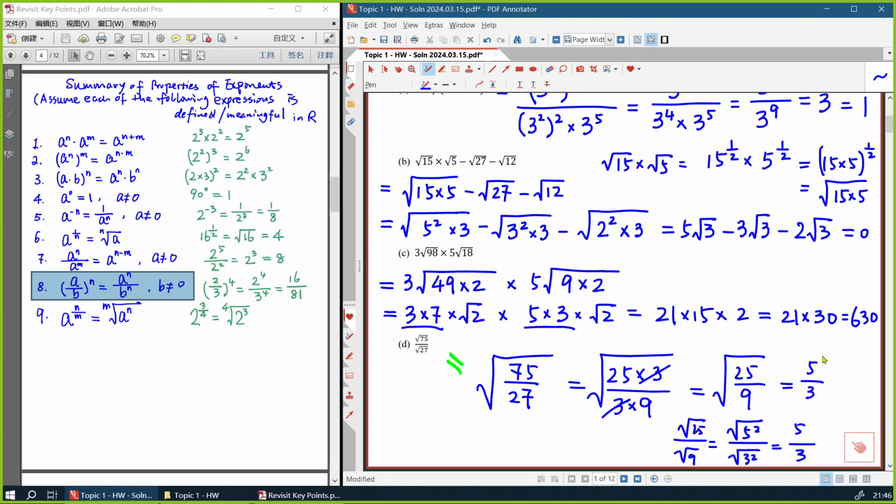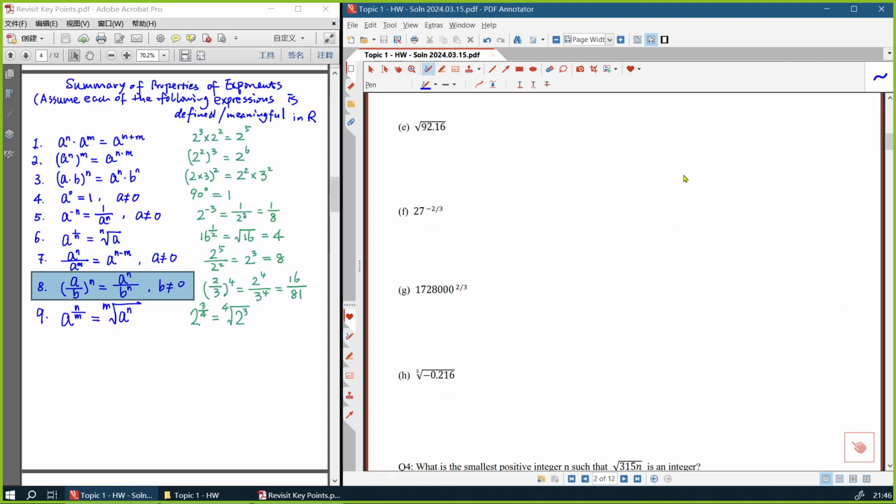Of course, you can just leave 5 over 3 there. You don't have to write it as 1 and 2/3, okay? Of course, if you write 1 and 2/3, that's also correct. But usually you can just leave it there. 5 over 3 is enough. Okay, then let's have a look at the next one.